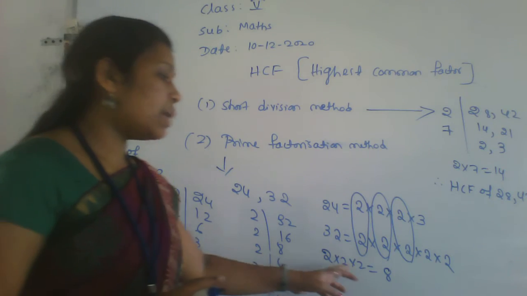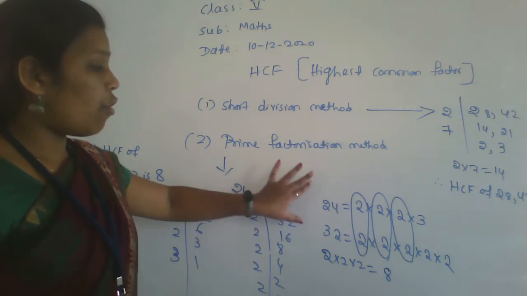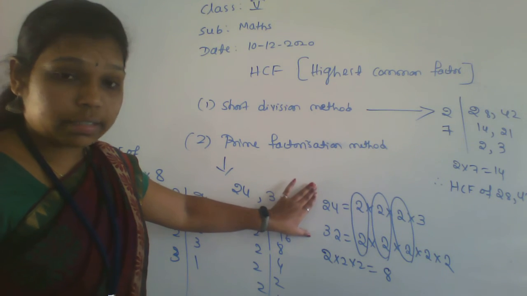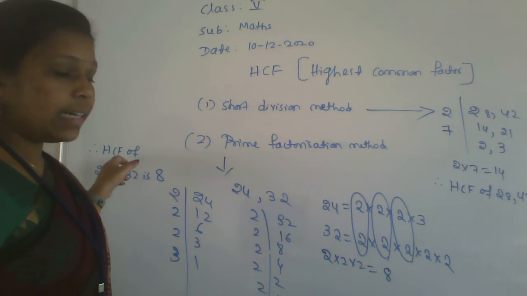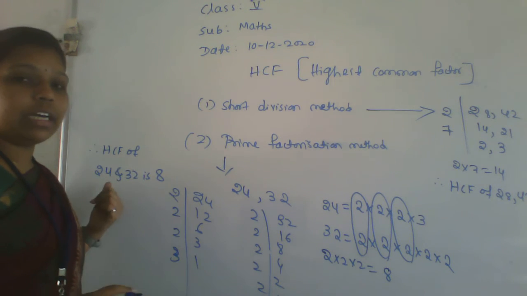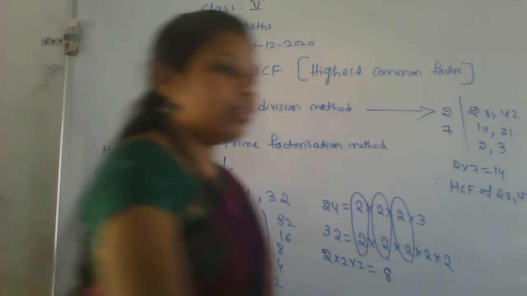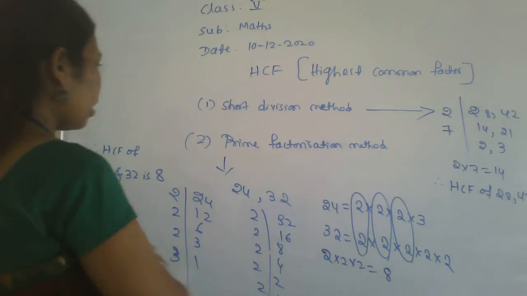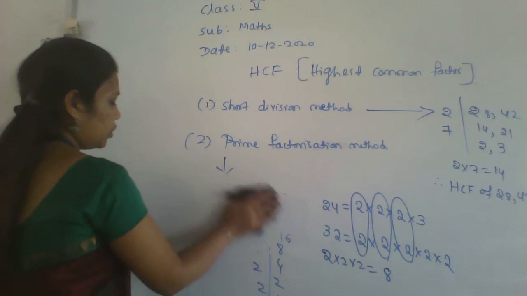Whatever product you get, this product is called the HCF of these two given numbers, that is 24 and 32. Therefore, write at the end: HCF of 24 and 32 is 8. Okay, so this is finding the HCF by the prime factorization method.